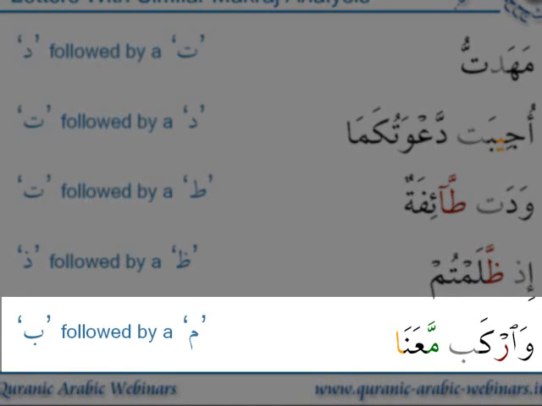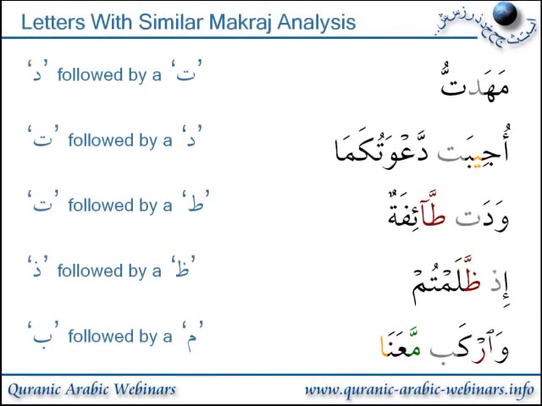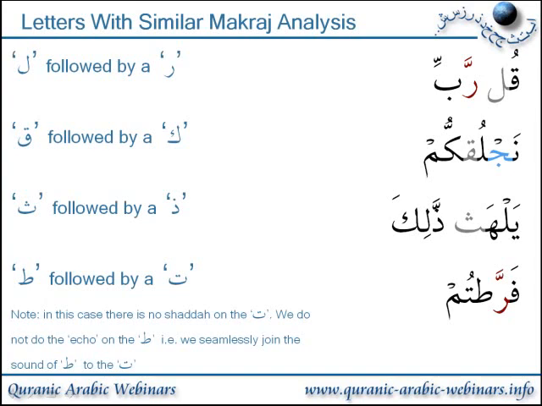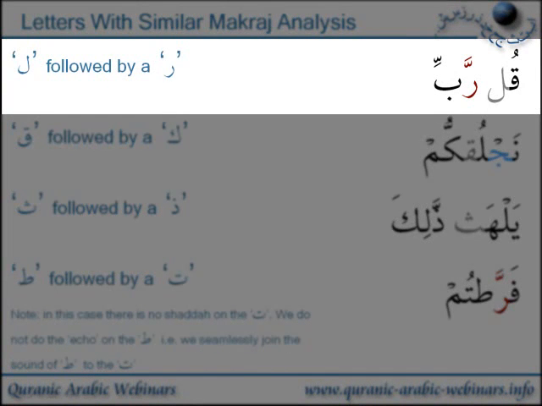Then we have the ba followed by a mim. So here we have war kam ma'na. So we ignore the ba, join the kaf directly to the mim. So kamma. The next set we have the lam followed by a ra. So here we have kurabbi. Joining the qaf directly to the ra, the lam is completely ignored.